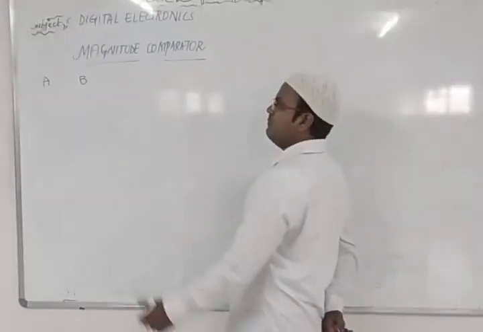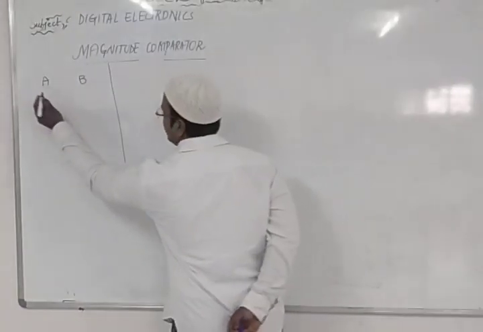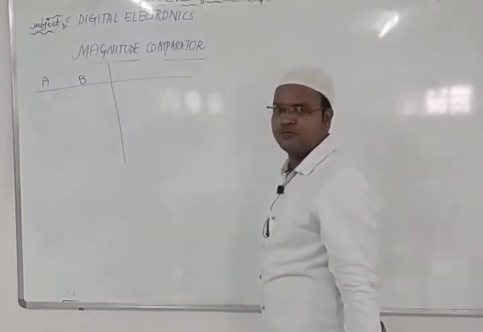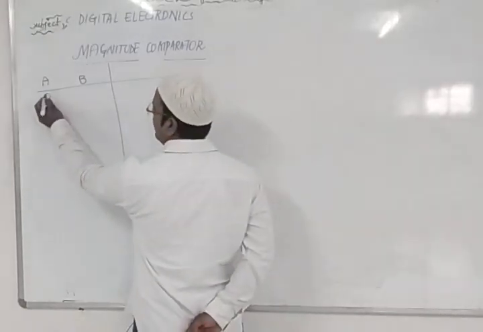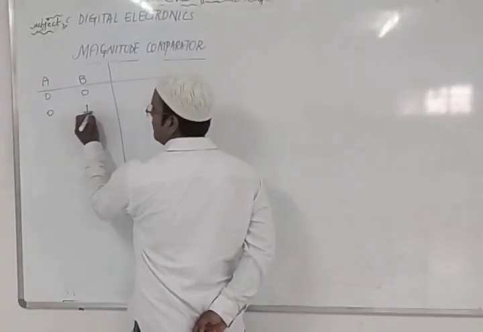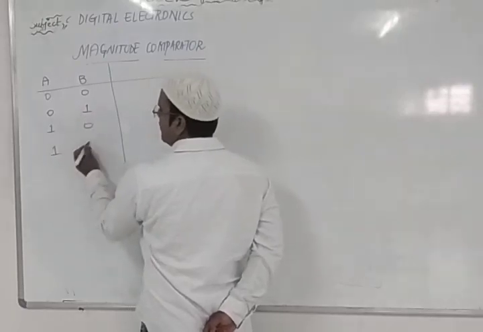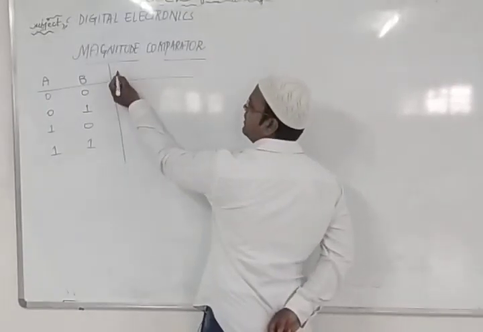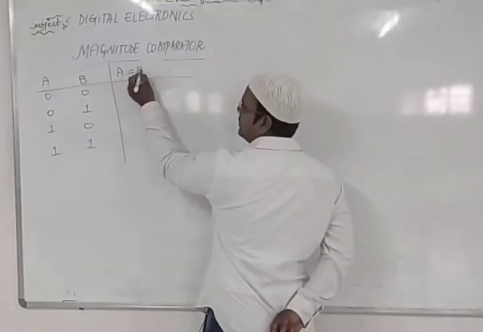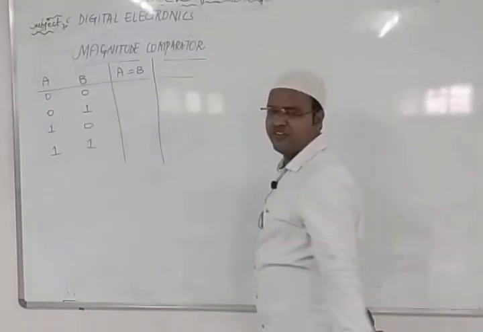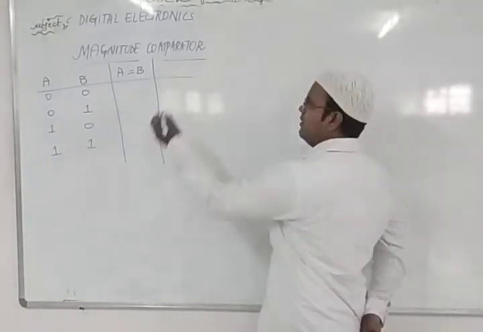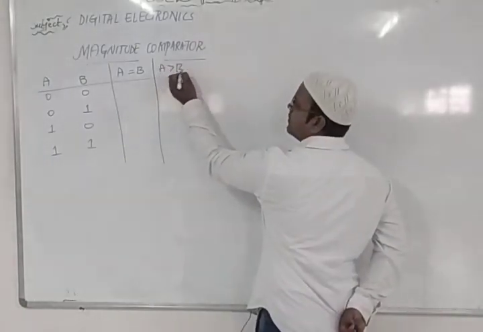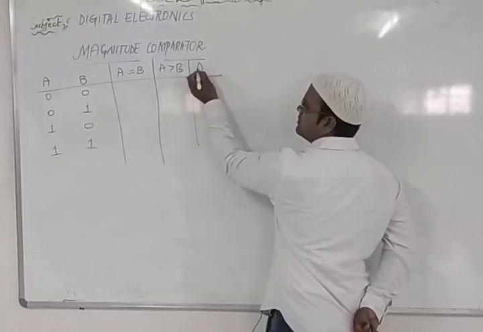So if I take the truth table of 2 bits, I'll take 2 inputs. What are the combinations of values for them? 0 0, 0 1, 1 0, and 1 1, right? This I can write. Now, first, whether A is equal to B. This comparison I can do: whether A and B are both the same, or A is greater than B, or A is less than B.